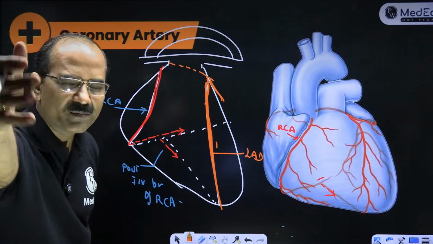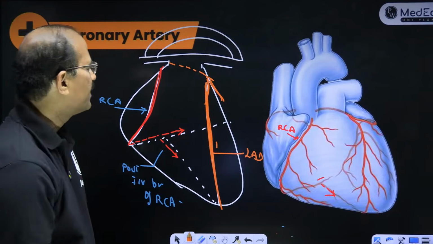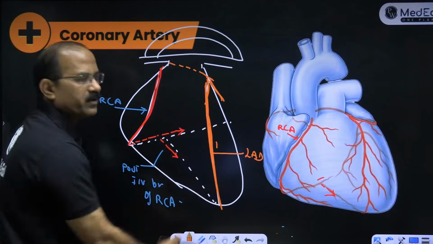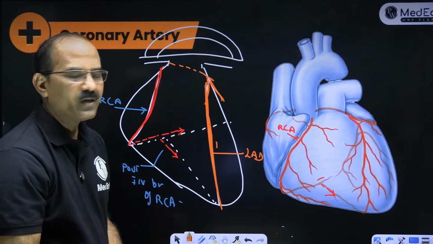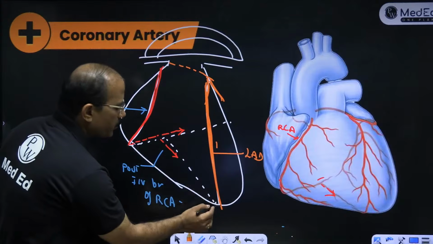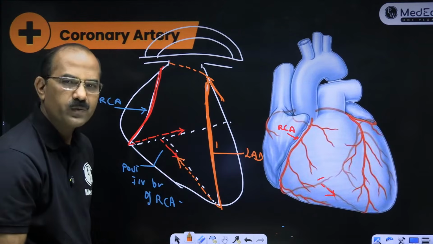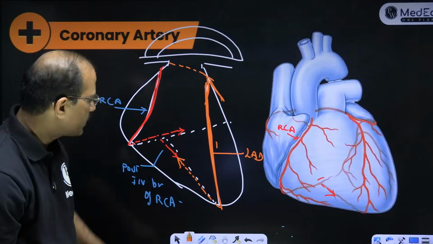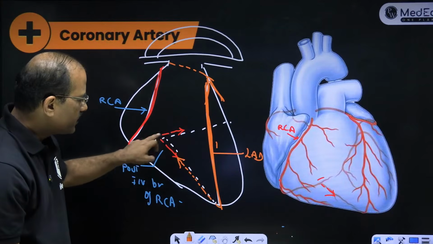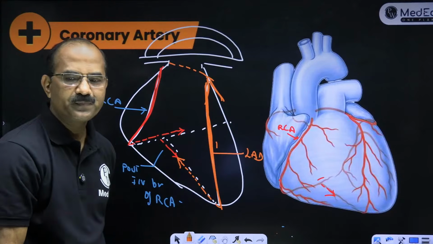Just wait, let me finish this. It is not complex, children. It is easy. So this is the anterior interventricular branch of the left coronary artery. It first runs in the anterior interventricular groove, now it goes behind in the posterior interventricular groove. It anastomoses with the posterior interventricular branch of the right coronary artery.